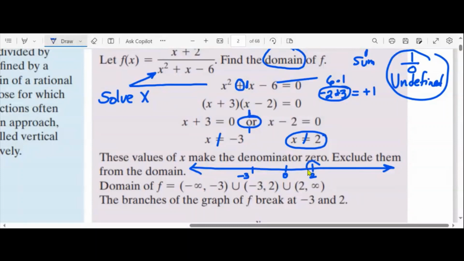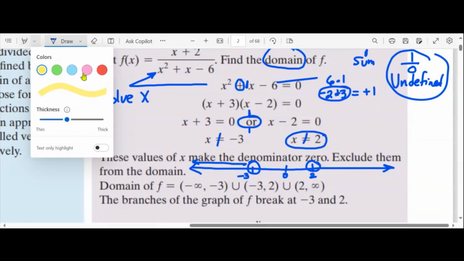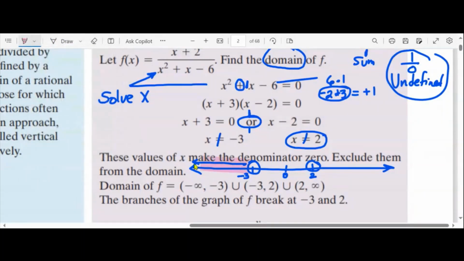So your answer will be from where to where? You are not using negative 3, you are not using 2. From negative infinity to negative 3, exactly. And from where to where? Negative 3 to 2. Yes, and from where to where? 2 to infinity. Exactly. And between them, what should I put? What does this sign mean? Union.